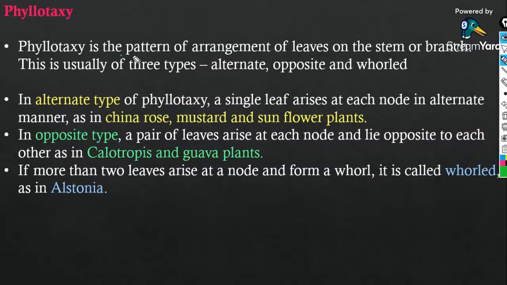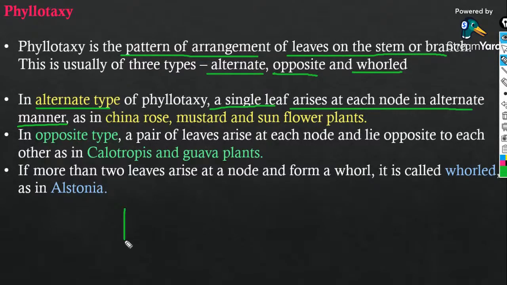Phyllotaxy is the pattern of arrangement of leaves on a stem or branch. It is of three types: alternate, opposite, and whorled phyllotaxy. In alternate phyllotaxy, a single leaf arises at each node in an alternate manner. I will tell you: this is one node, this is another node, this is another node.